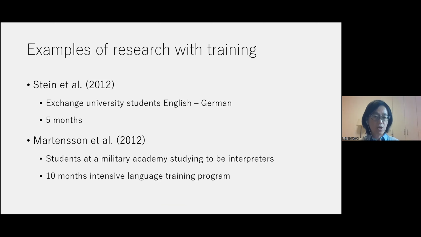And this other research, also published in 2012, recruited a group of students at a military academy. These students are studying to become interpreters so that they will be dispatched to different countries. They received 10 months of a very intensive language training program. So again, here we have different types of people, different ages, learning different languages, with different training periods.